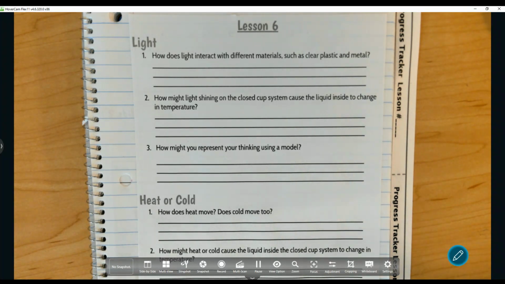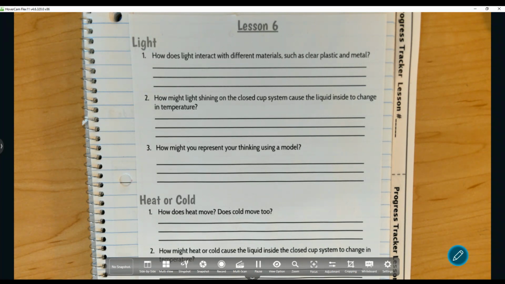Number 2, how might light shining on the closed cup system cause the liquid inside to change in temperature? So think about all of our cup systems. Think about the regular cups, the fancy cups, the metal cups, the double layered metal cups. If light is shining on those cup systems, how does it cause the liquid inside to change in temperature?